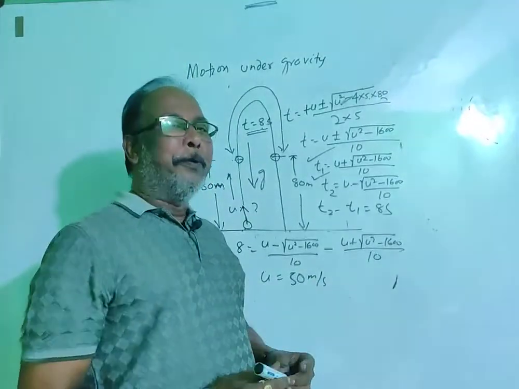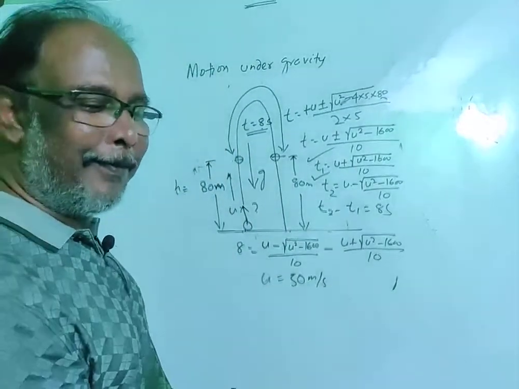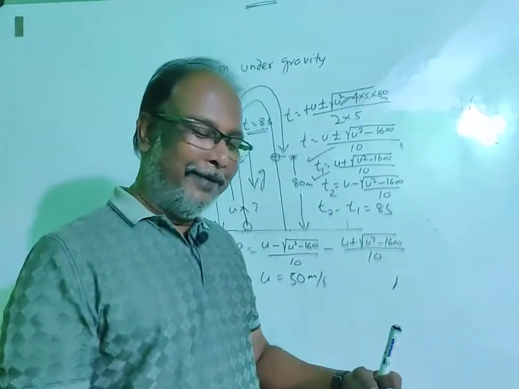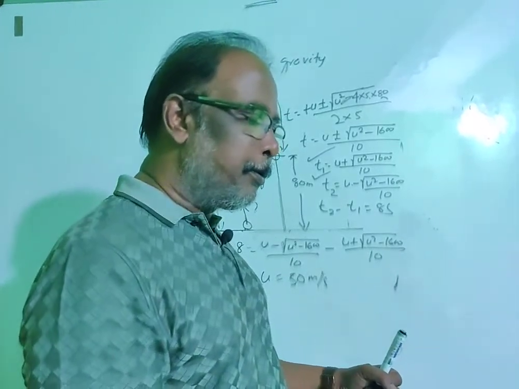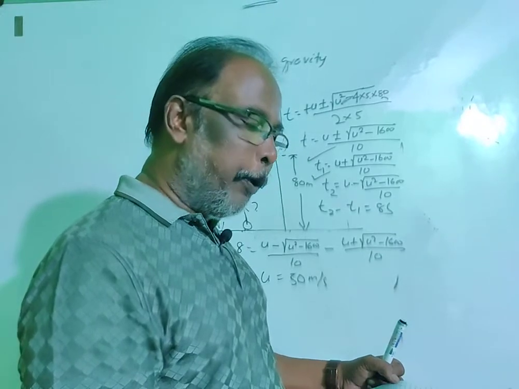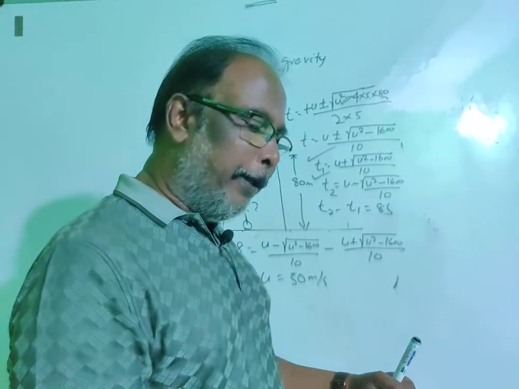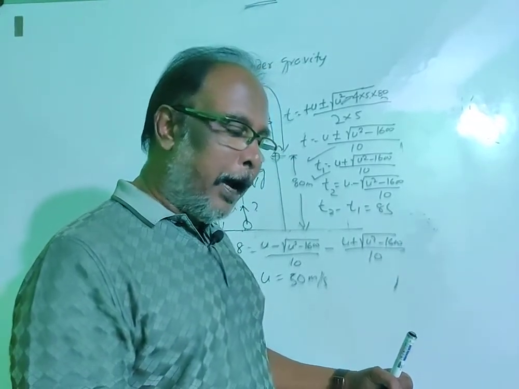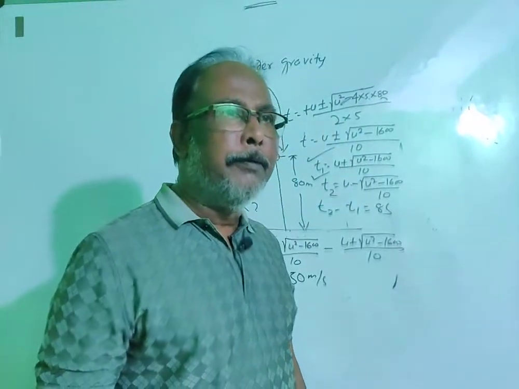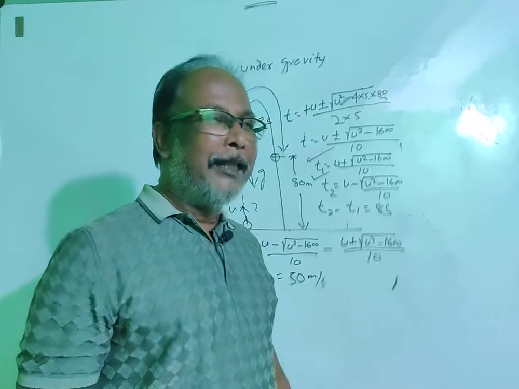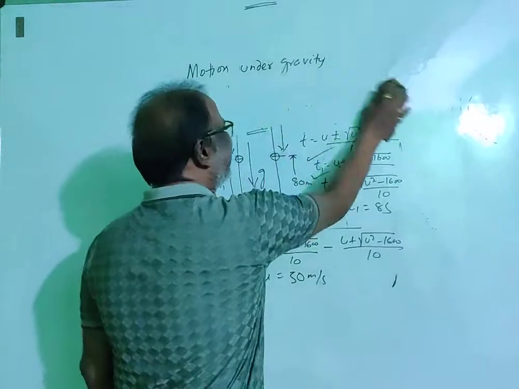Okay. Next question. This is your question: a body falling from a certain height covers half the total height in the last second of its motion. This is your question. I think you can do it. This is an easier question.